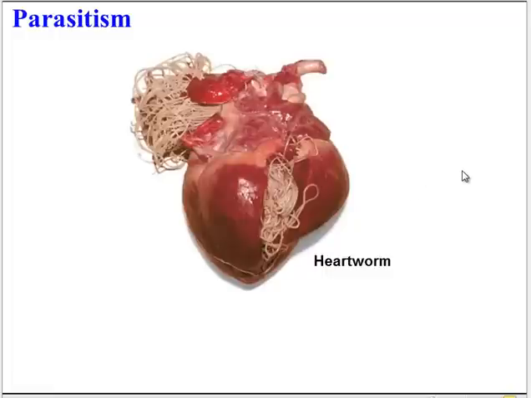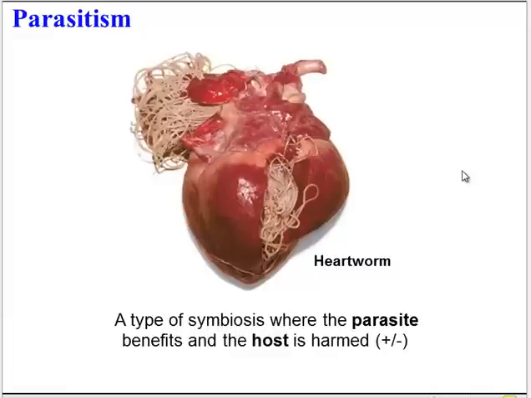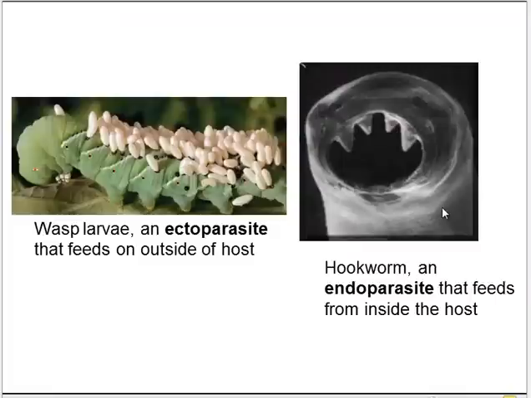Parasitism is quite different. In this case, the parasite benefits, but the host is harmed. So we can characterize that as a positive-negative relationship. The host is the organism that the parasite is feeding off of. And there are a couple different parasites. An ectoparasite is a parasite that feeds off of the outside of the host, whereas an endoparasite gets inside the host and feeds from the inside.